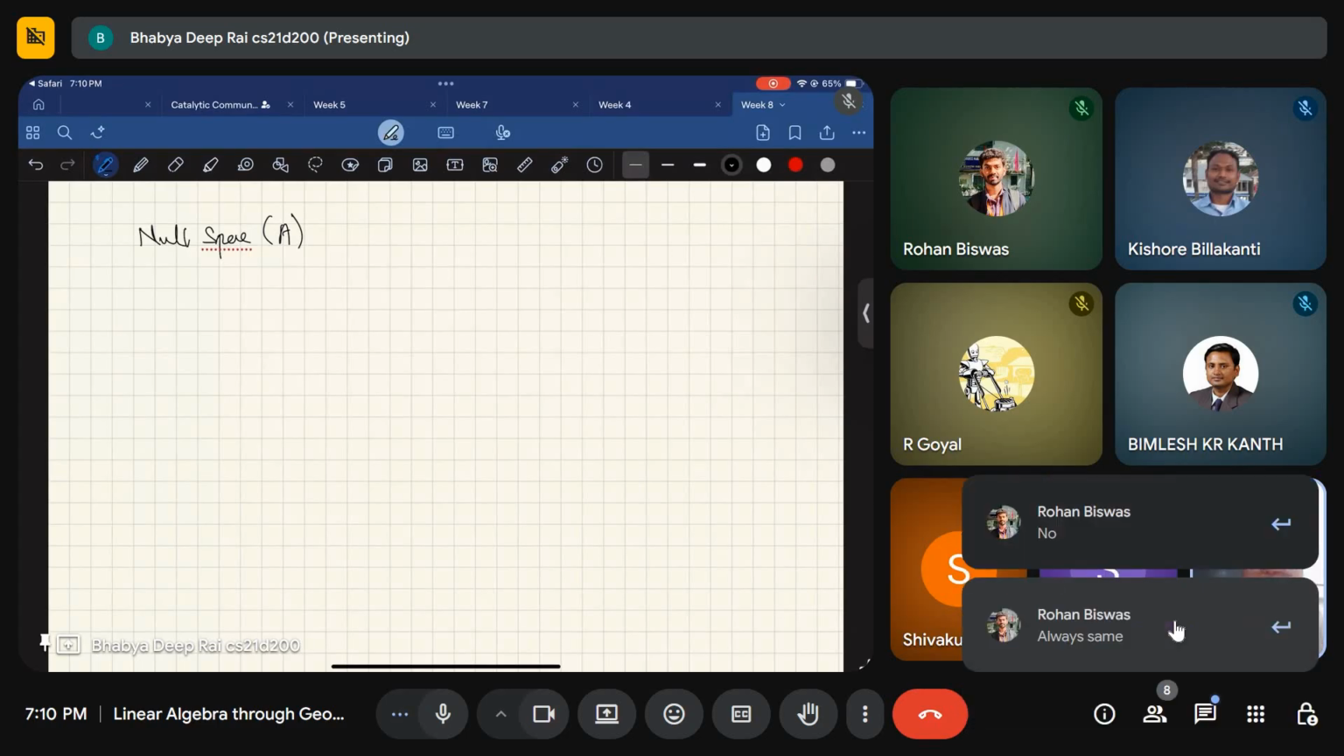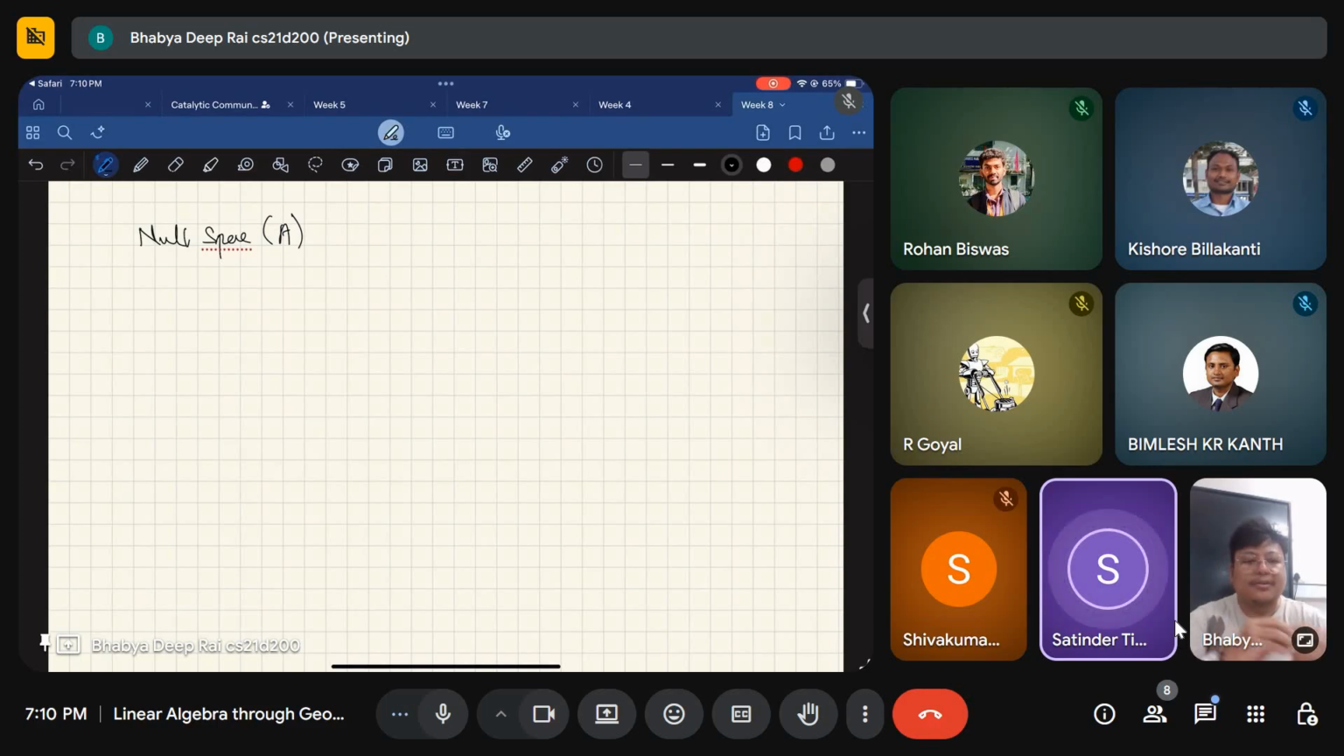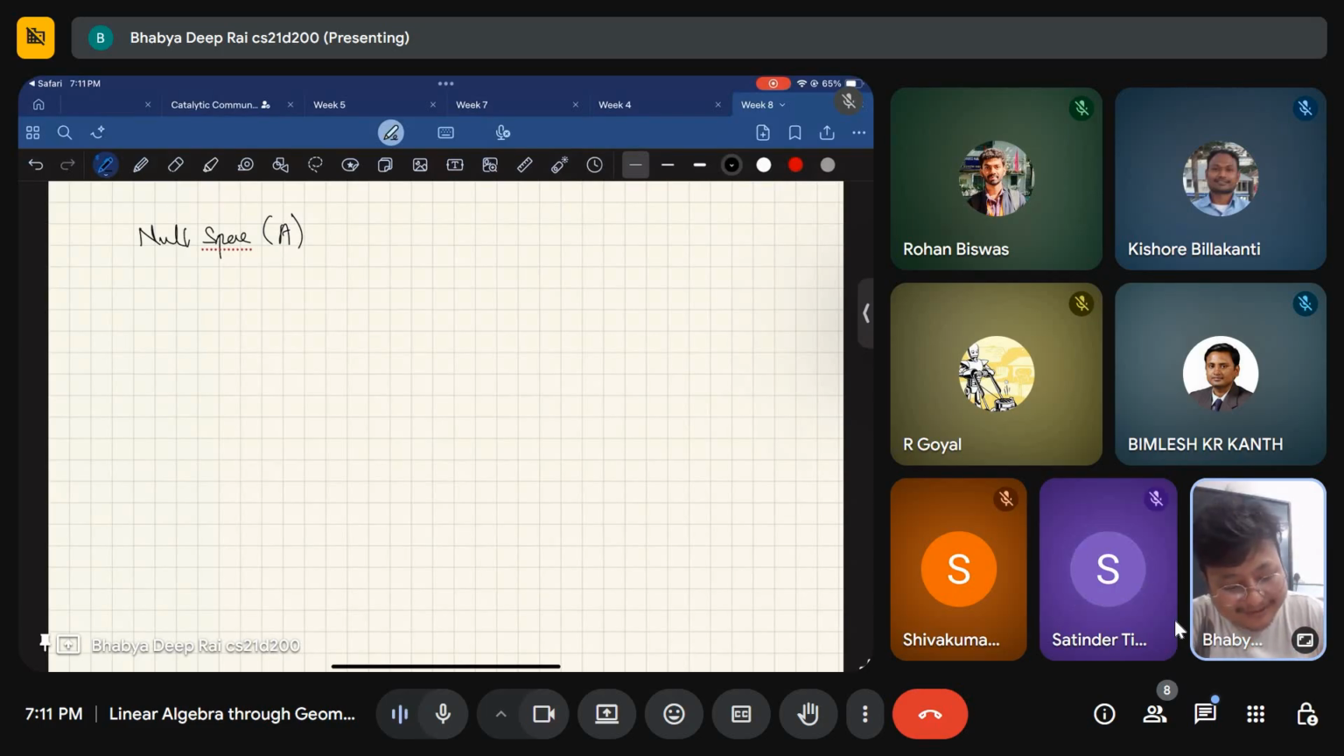No, that is not true. It will be the same. Row space and column space dimension will be the same. I think no. If it is 3 cross 4, I think column space will be in the 4th dimension, and row space will be in the 3 dimension. No. If I'm taking 3 cross 4, it means I'm mapping from R3 to R4, R4 to R3. Yeah, see, I'll tell you.